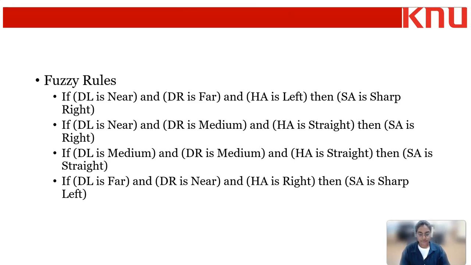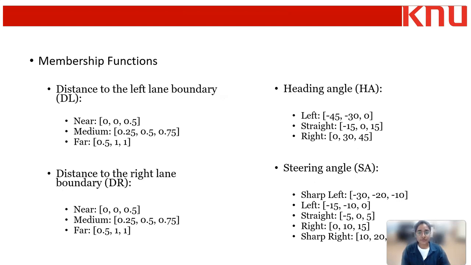And if DL is far and DR is near, then HA is right and the steering angle will take a sharp left. Based on the defined rules and variables, we have defined the membership functions. For the distances, the membership varies in near, medium, far, and for the angle, left, straight or right for the head angle, and for the steering angle it is sharp left, left, straight, right and sharp right.